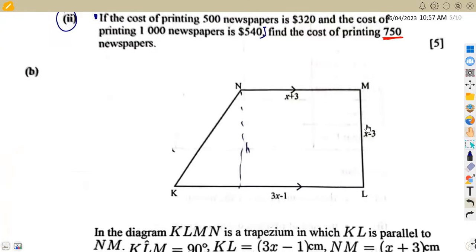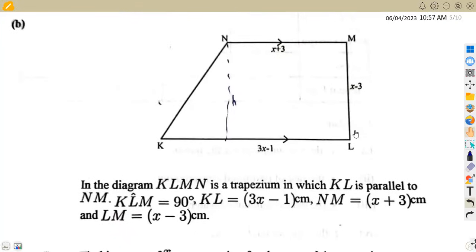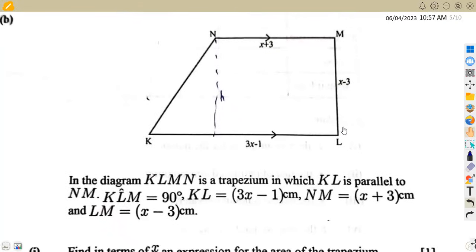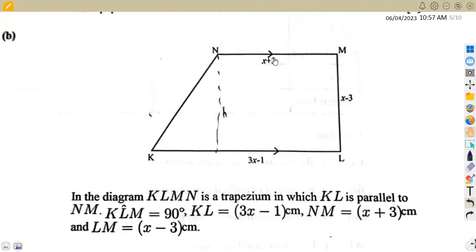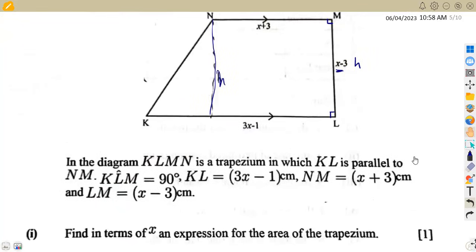All right, the B part, we were given a trapezium. From this trapezium, we are given dimensions: NM is x plus 3, KL is 3x minus 1, and this is x minus 3, ML. So take note, this is at 90 degrees, KLM is 90. Meaning to say we have got our perpendicular height, which from N to this point is one and the same thing as x minus 3, which is our perpendicular height.